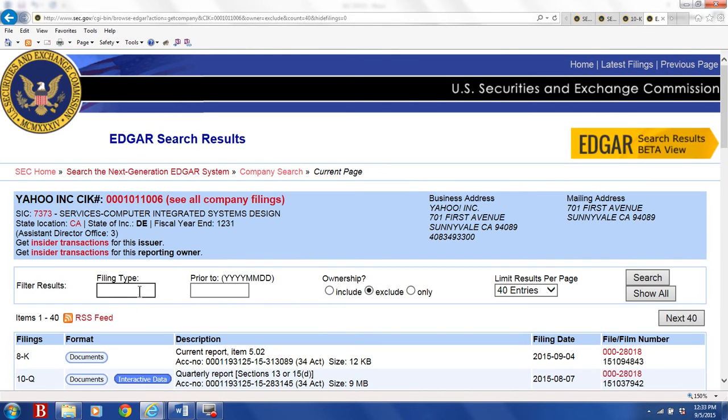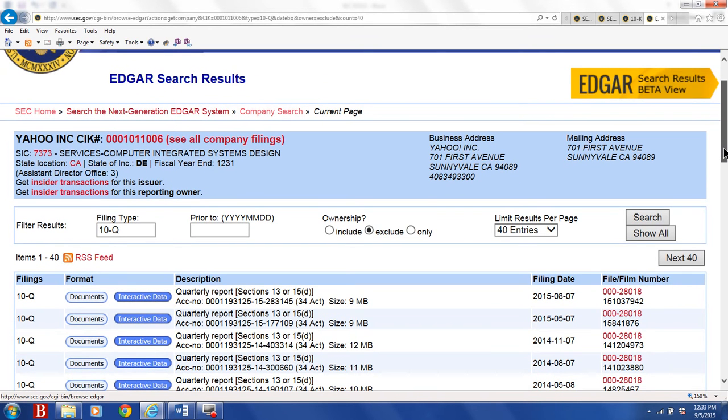So I'm back on the SEC website. I'm going to enter 10Q into the search box. And if you look here, you'll see that Yahoo, right, on August 7th issued its quarterly report for the quarter ended June 30th, 2015. And if you look here, this would be the quarterly report for the quarter ended March 31, 2015.